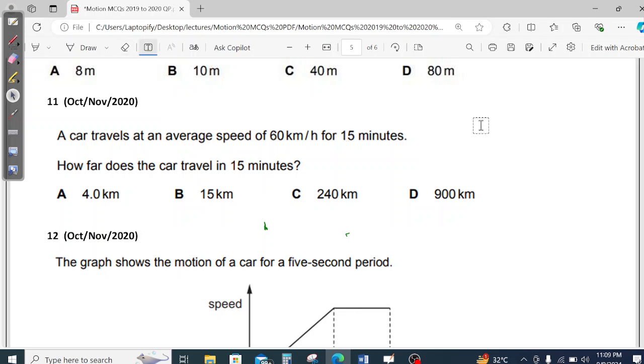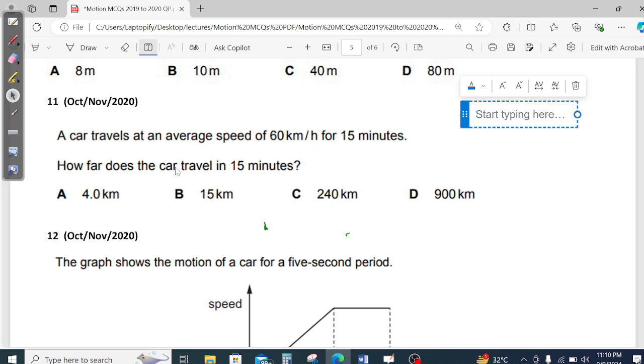It is very simple. Distance is equal to speed multiplied by time. This is the formula. Okay, speed is 60 km per hour multiplied by time is 15 minutes. So 60 kilometer as it is, place 60 minutes for 1 hour, because in 1 hour we have 60 minutes, multiply by 15 minutes.